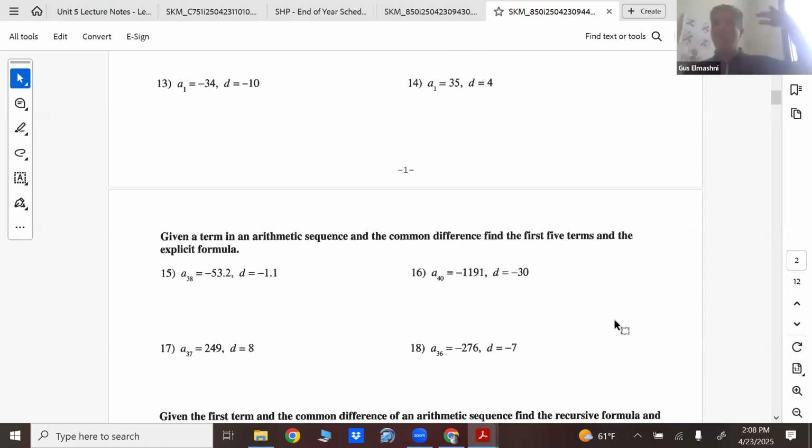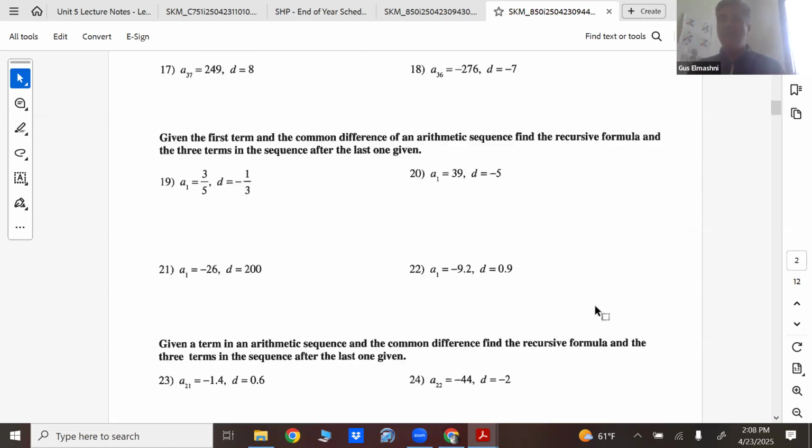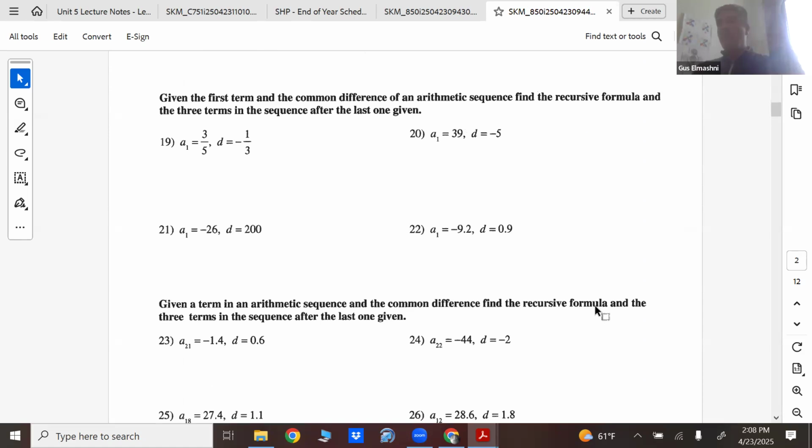So this packet here is the nuts and bolts. It's very basic, fundamental, foundational arithmetic and geometric series stuff. There's 3 sets. One's arithmetic, one's geometric, and the other one's infinite geometric series. We're doing the whole packet. Every other odd. Just this one homework assignment.